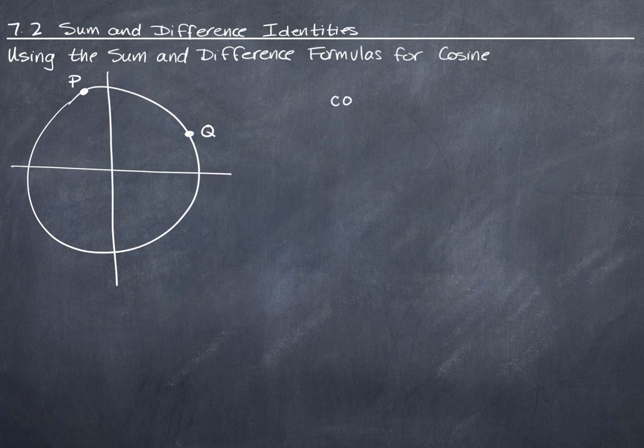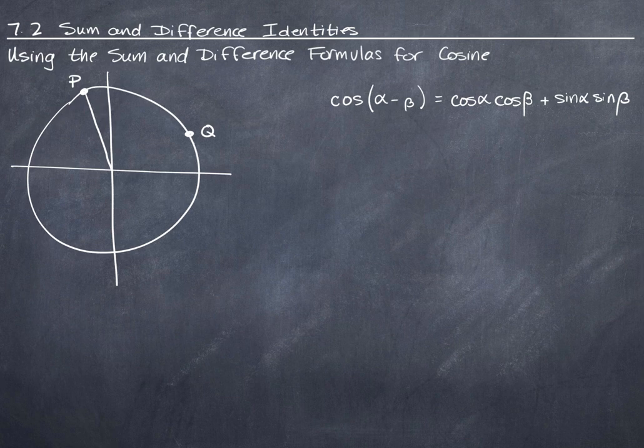The formula for what we call the difference formula for cosine, the difference between two angles: the cosine of that difference is equal to the cosine of alpha times the cosine of beta plus the sine of alpha times the sine of beta. That's the formula. Alpha and beta are two angles.